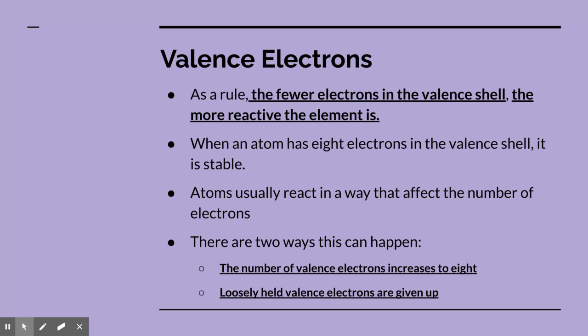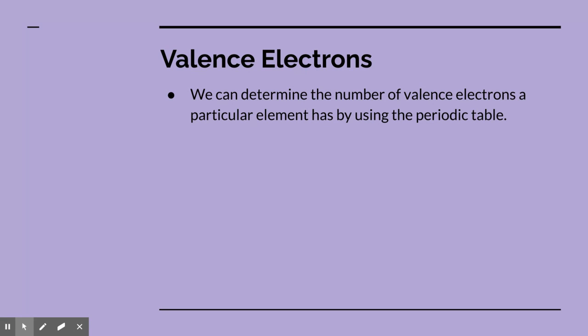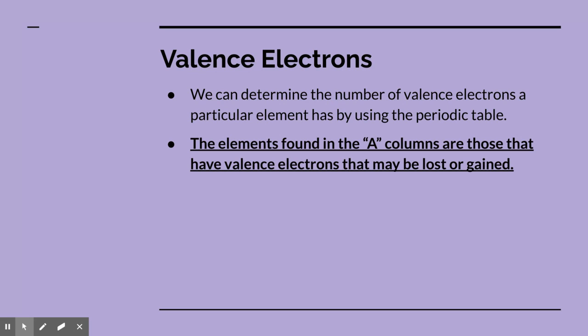Is it easier to gain 7, or is it easier to lose 1? More or less is the question. Again, it'll make sense here in a bit. We can determine the number of valence electrons a particular element has by using the periodic table.